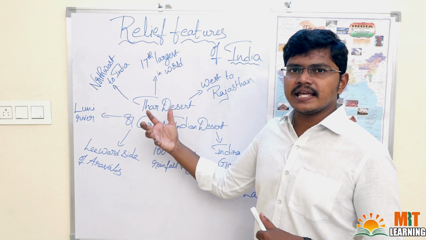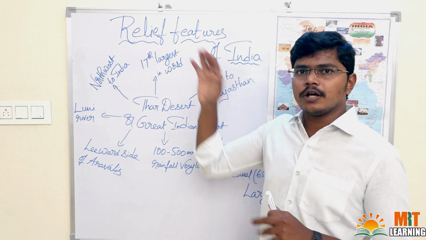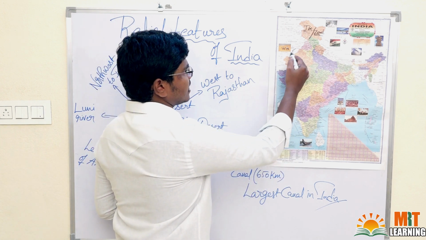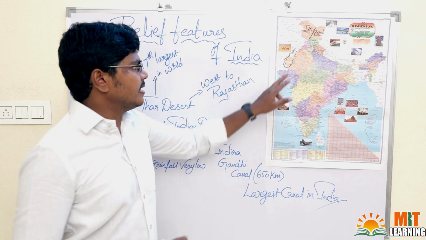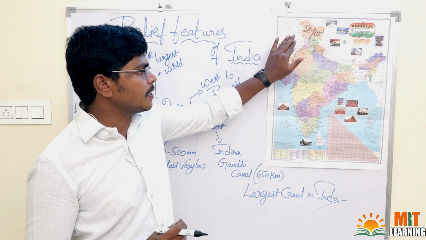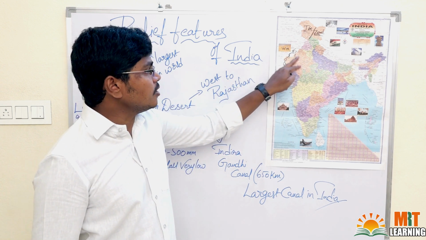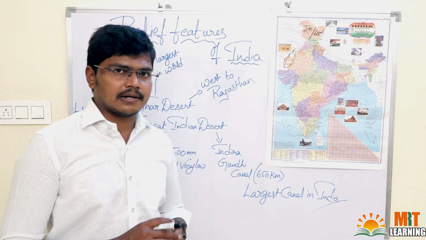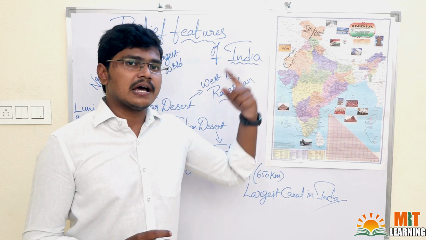In India, where can we see this Thar Desert? In the northwest direction of India. So here you can see the Thar Desert. Here 85% of the Thar Desert we can see in India and 15% we can see in Pakistan. And another thing, in which state is the Thar Desert located? Rajasthan. So already we know where the Thar Desert is. Thar Desert is located in Rajasthan.